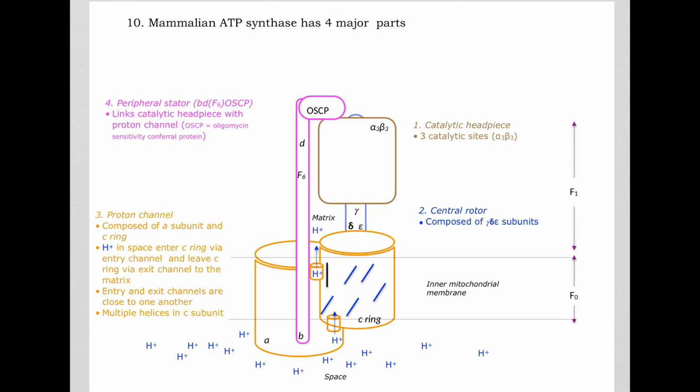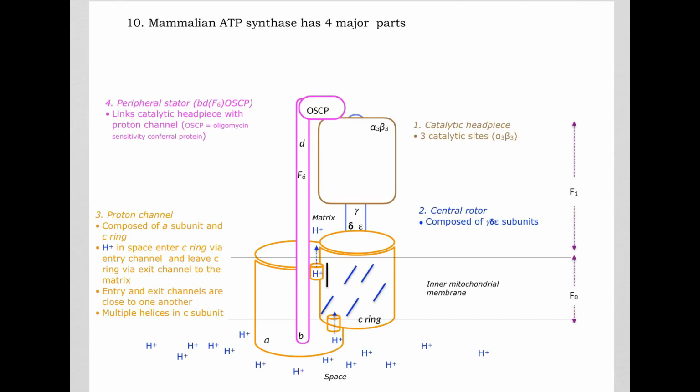Also note that the C ring has multiple helices. This is your C ring here. These helices can exist in the protonated form, where protons combine to them, or in the unprotonated form. So these helices play a very important role in the mechanism of this enzyme, and we shall see that in a few seconds.